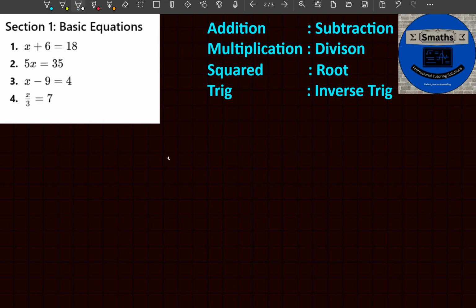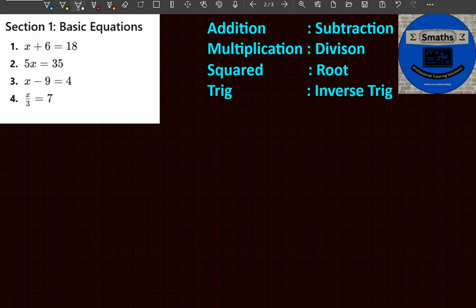Next in line, we see that x minus 9 is equal to 4. We need to solve for x. We need to get x by itself. Therefore, we need to add 9 to both sides. So x would be 4 plus 9, which would be 13.